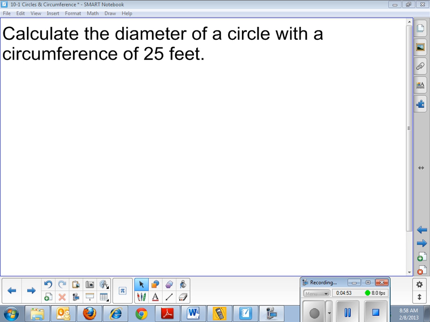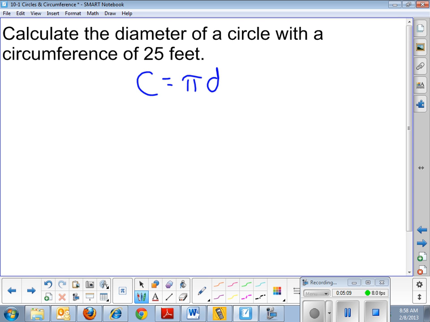Now here is my final problem. This one wants me to calculate the diameter of the circle, and it tells us that the circumference is 25 feet. Now again, I'm going to go back to my circumference formula, and actually, I'm going to use a different one. I could use circumference equals 2 pi r, or being it's looking for diameter, I'm just going to go to the formula that already has diameter in it. And then I'm going to plug in what I know. It tells me that my circumference is 25. Pi times, well, I don't know d, so leave it as is. Now it's just a matter of solving my equation.